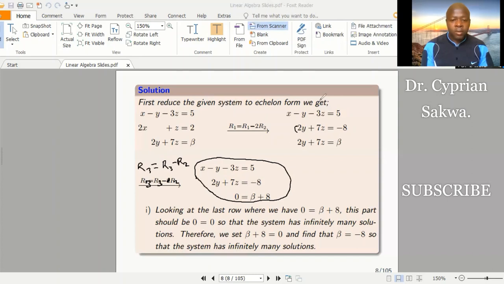So this is where we begin reasoning from here now. The question is, what can happen? What should we do to this last form so that the system has infinitely many solutions?